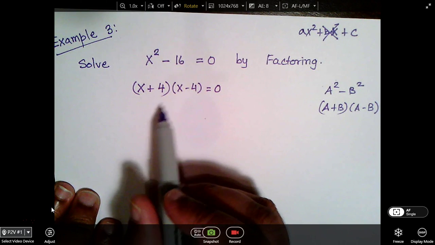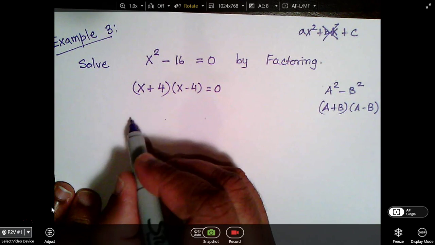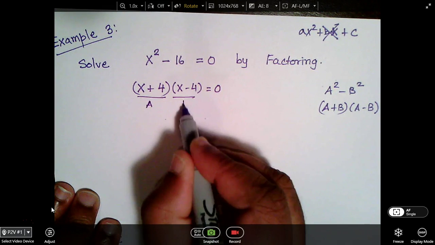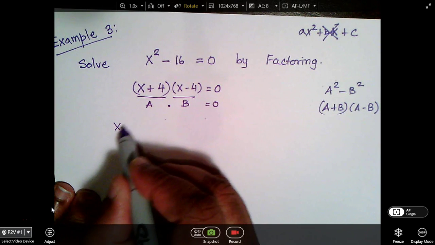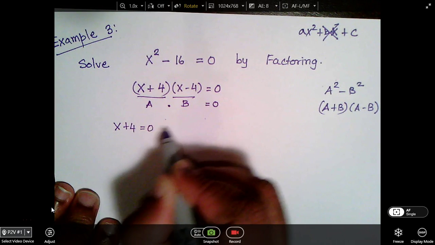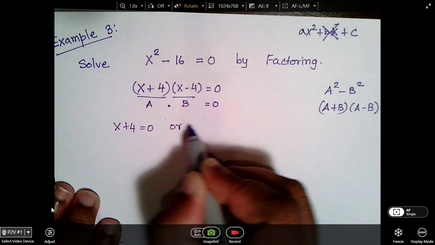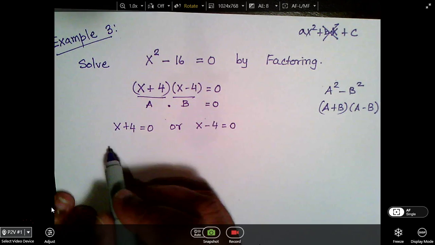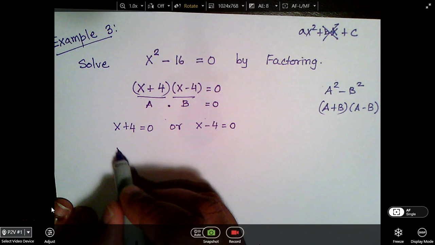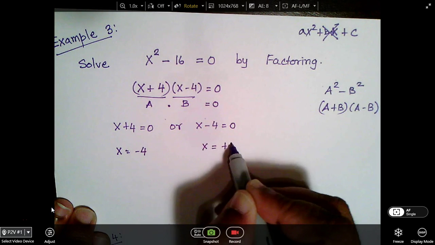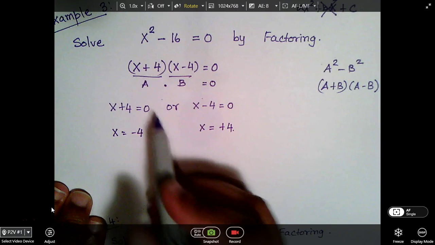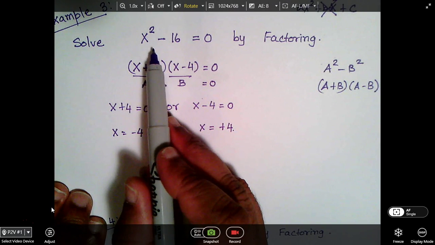Okay, now apply zero product property. This is my a, this is my b, times, it's giving me a 0. That means either x plus 4 is 0 or x minus 4 is 0. So when I solve for x, this will give me x as negative 4 and this will give me x as positive 4.